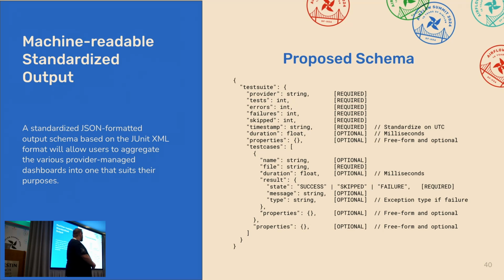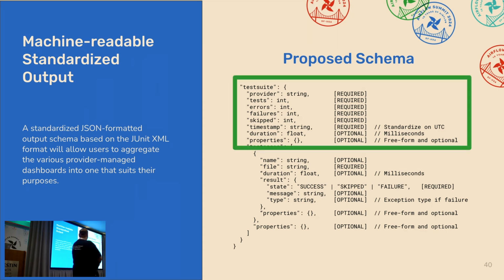So this is a proposal that we've put forward, and there haven't been any objections yet, so hopefully it'll be standardized. It's basically broken down into two portions. You've got the test suite at the top. That's your provider information. So we can see here the provider, how many tests were run, how many errors, how many failures, how many were skipped. The timestamp of the run is kind of important. The duration of the run, we're going to leave optional.